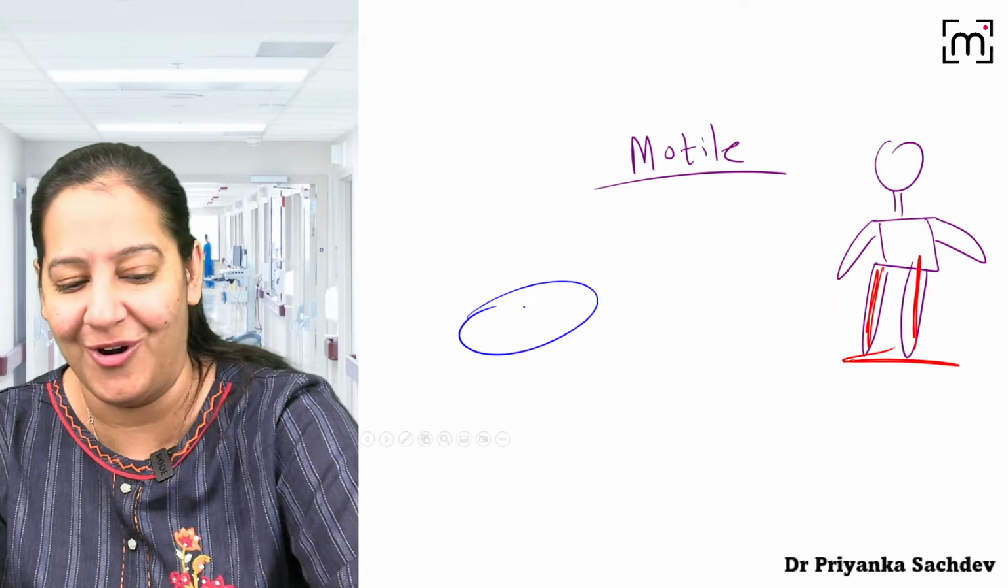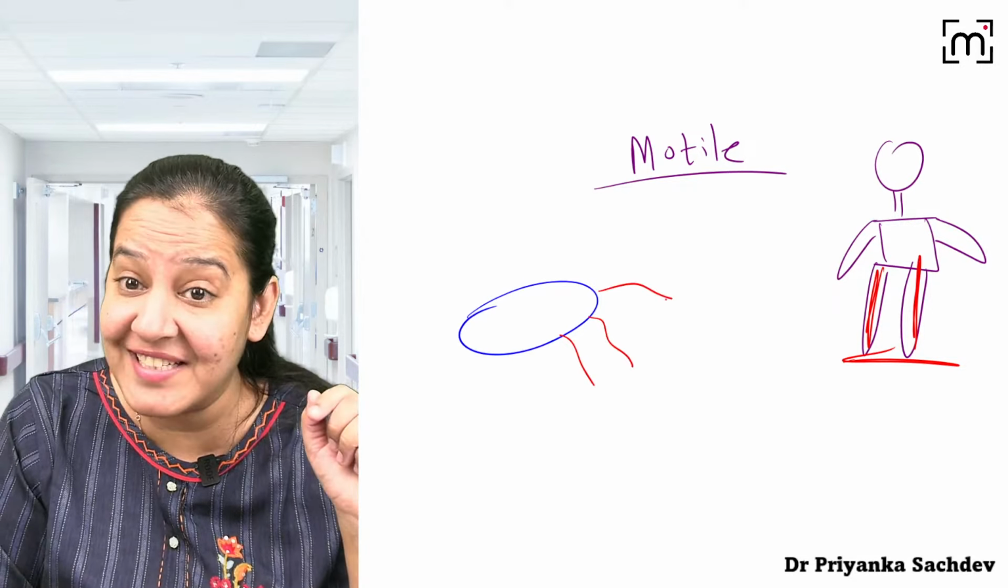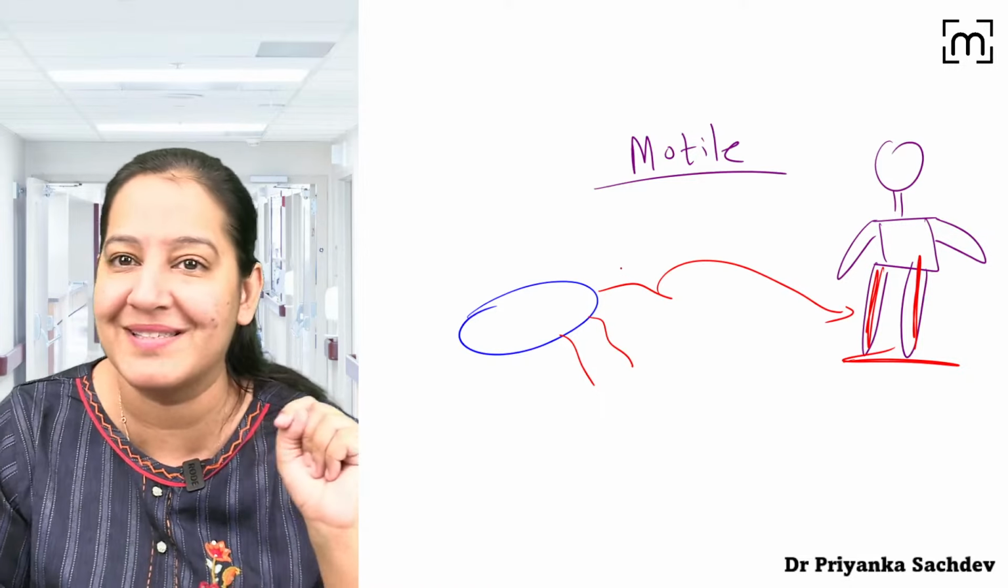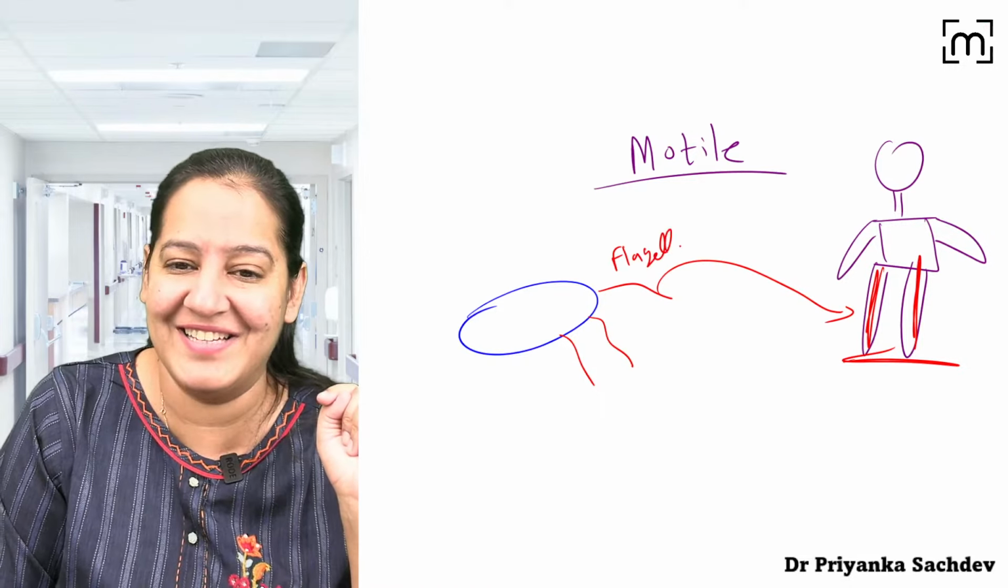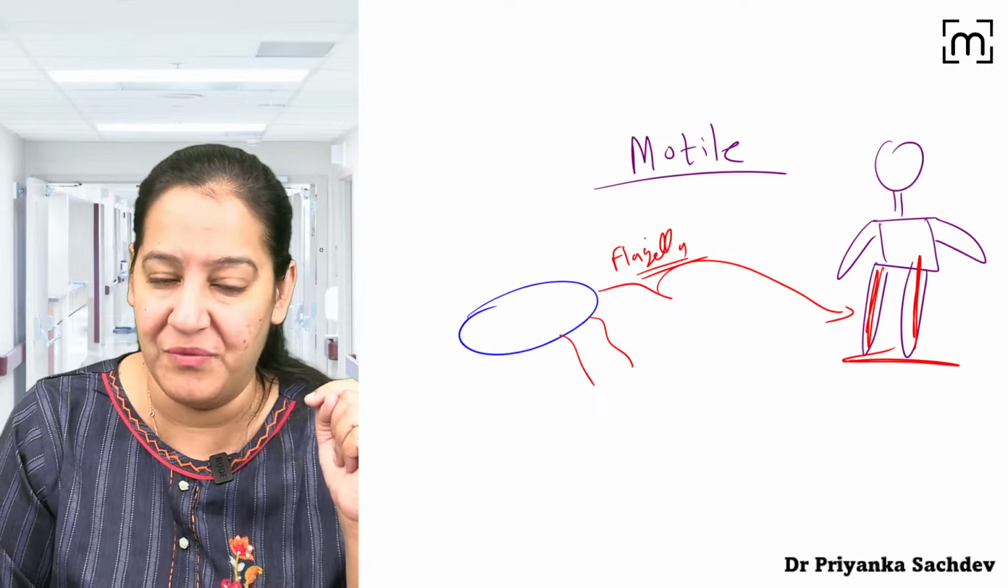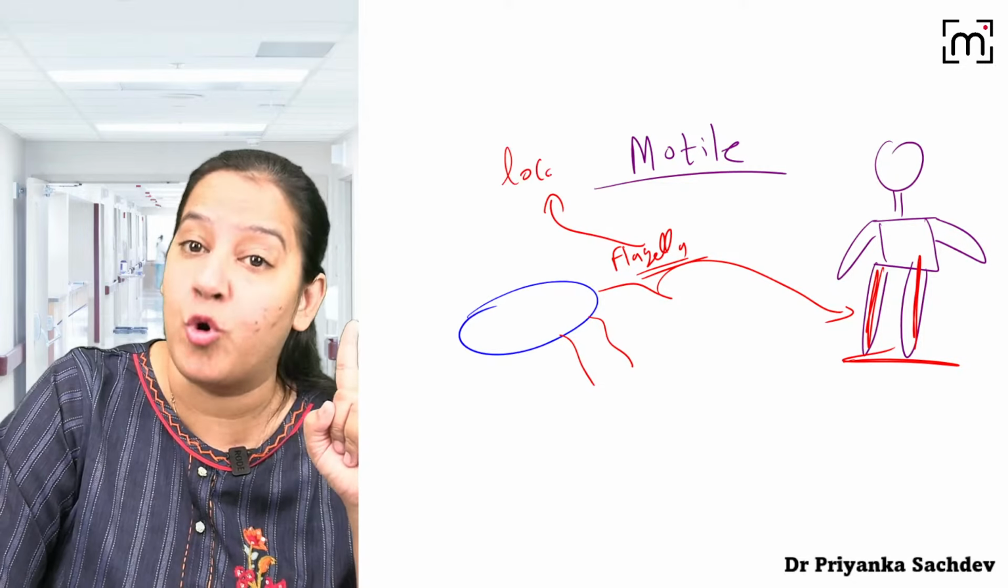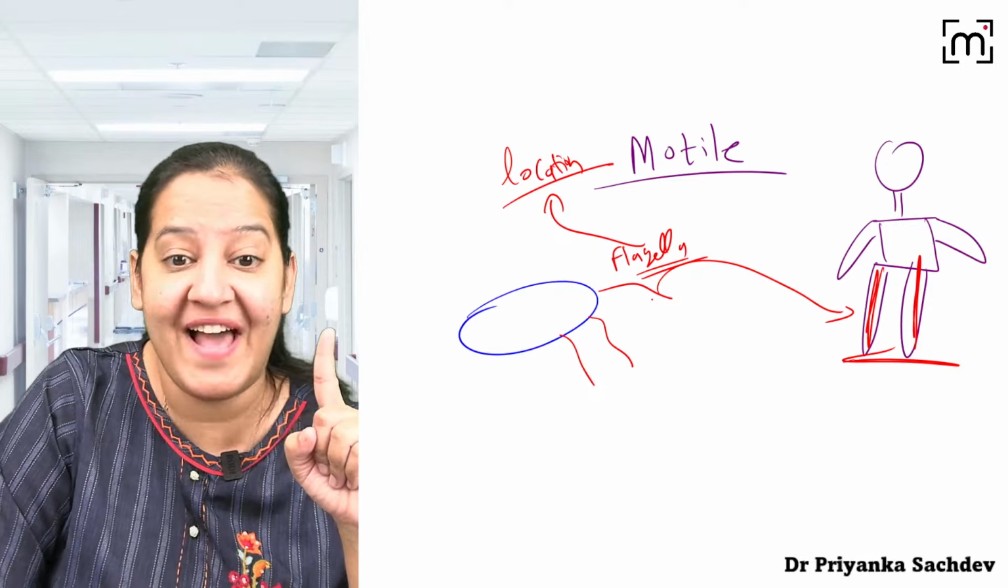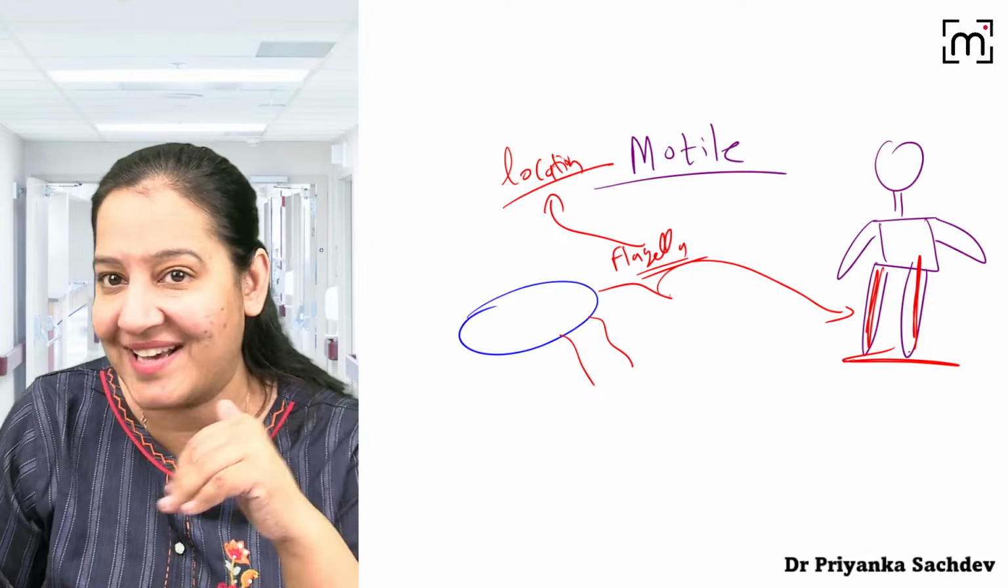Not all. Only the bacteria which have flagella. The flagella is like the leg of humans. Only the bacteria which have flagella can move. So flagella is the organ of locomotion. It's an MCQ. You should learn. Flagella is the organ of locomotion in bacteria, like legs in humans.